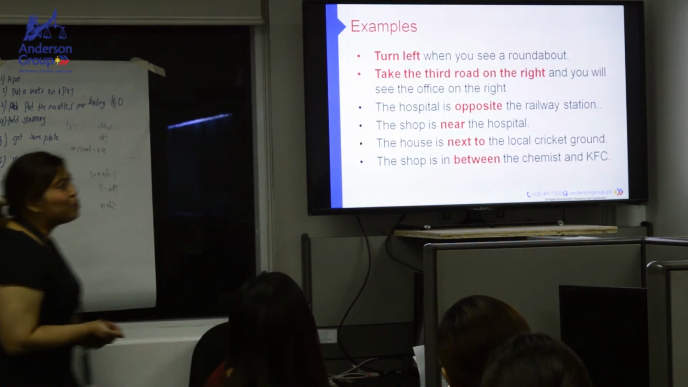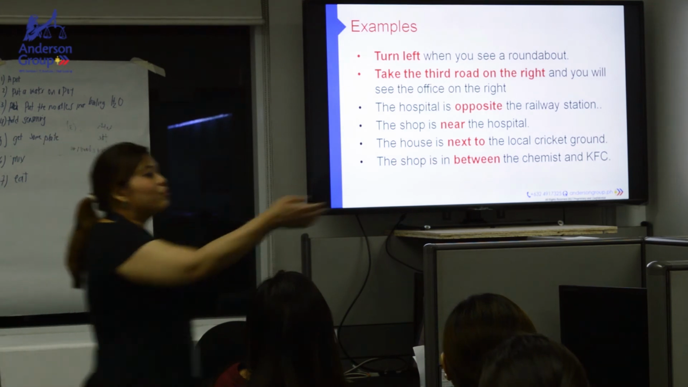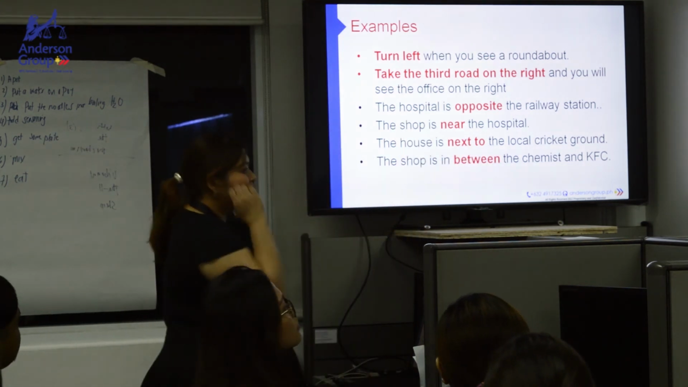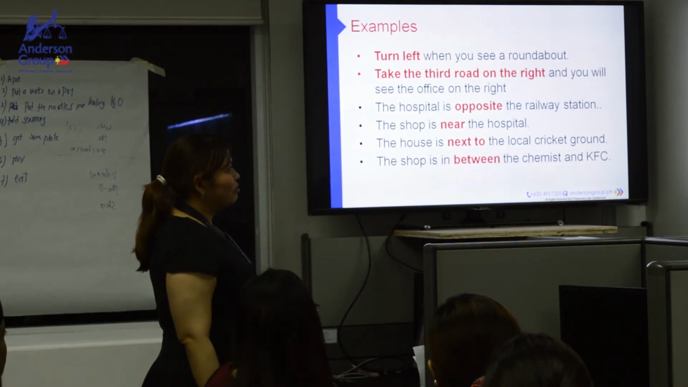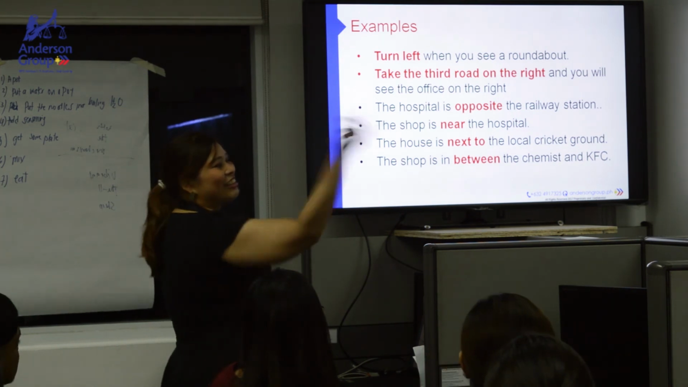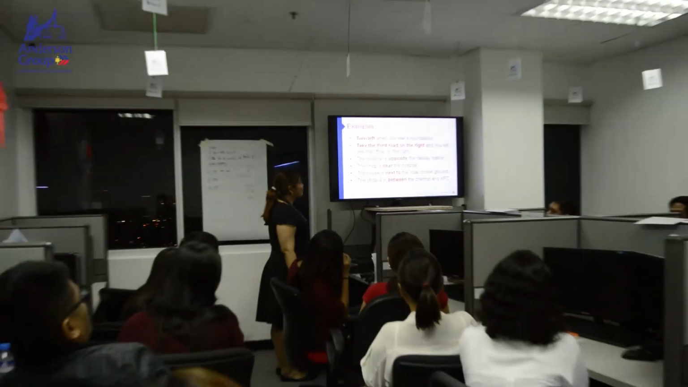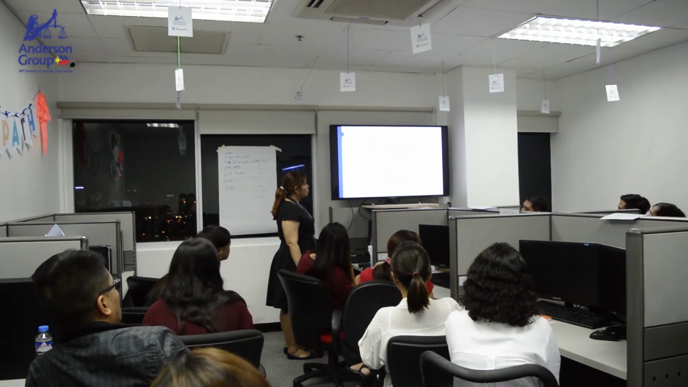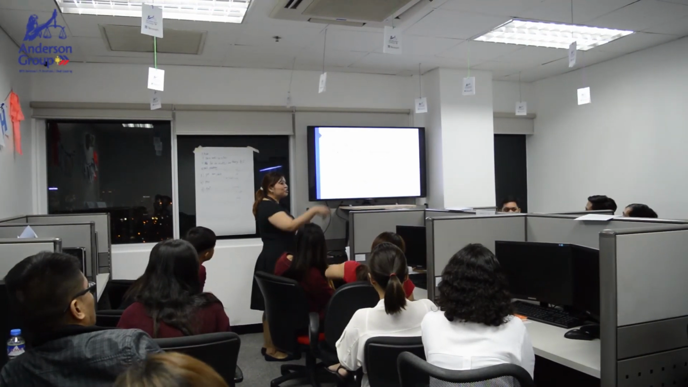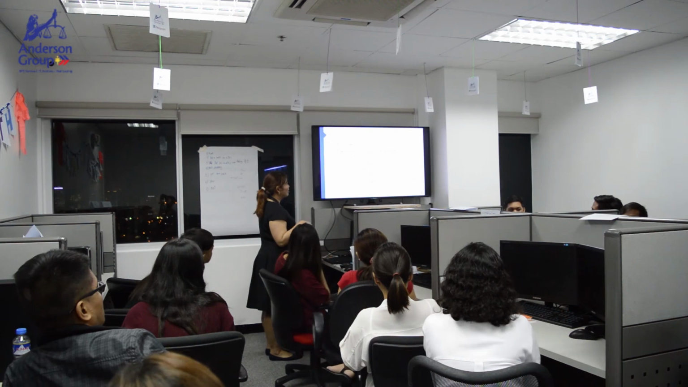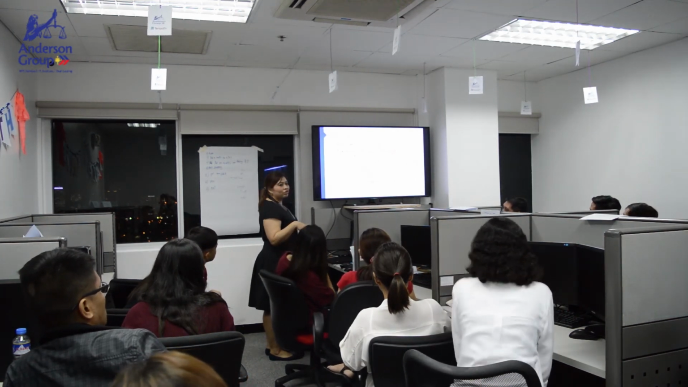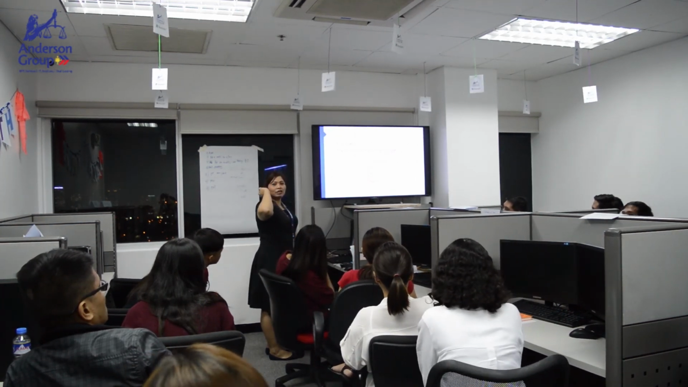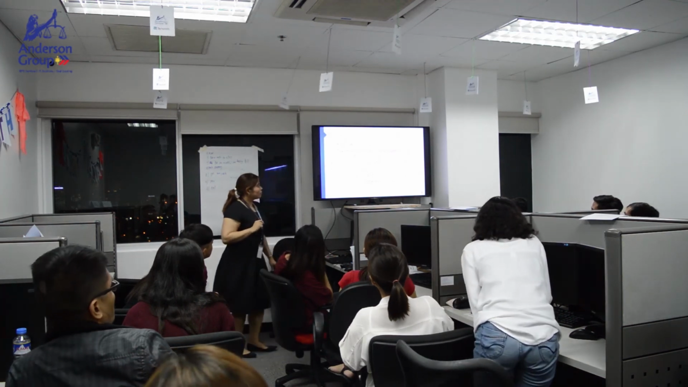So, what are examples? What's the first example? Can you read for us, Dale? Turn left when you see a roundabout. Good. Joe? Take the third road on the right and you will see the office on the right. Good. You're becoming conscious. Ed? The hospital is opposite the railway station. Good job. And Kim? The shop is near the hospital. Good.